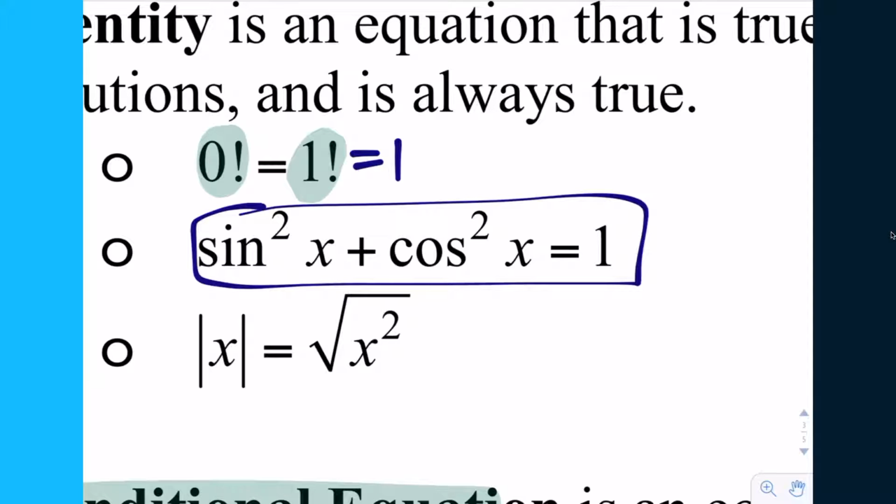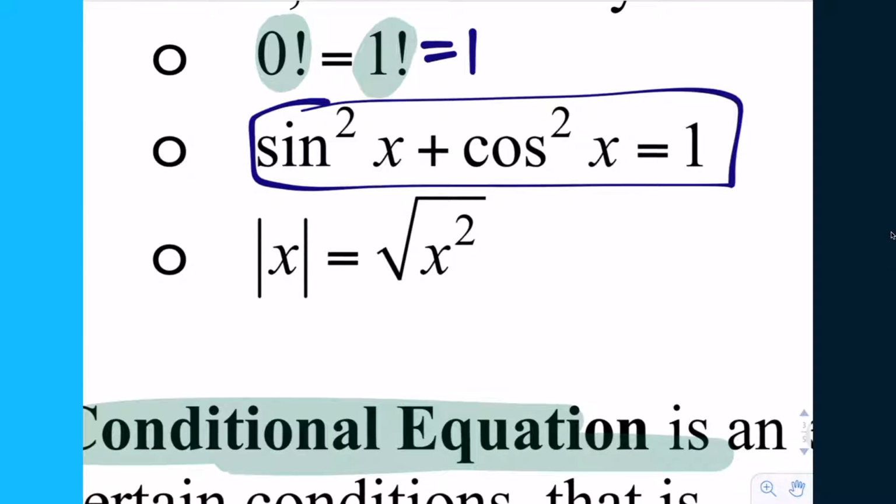Okay? And this is a very, very important identity. The absolute value of x is equivalent to the square root of x squared, in that order, because they both accomplish the same thing, but by a slightly different means. What does the absolute value of x do? It takes away negative if it's there.